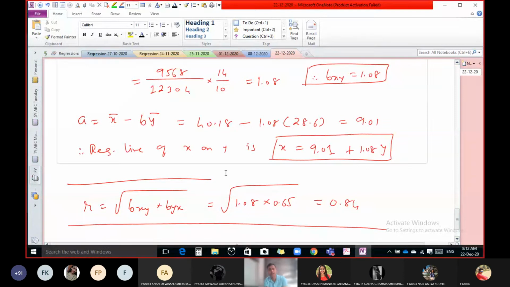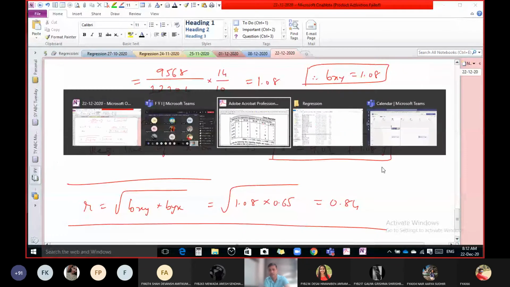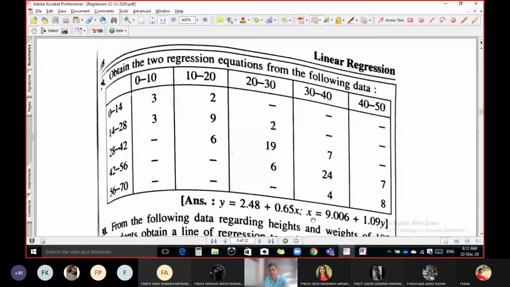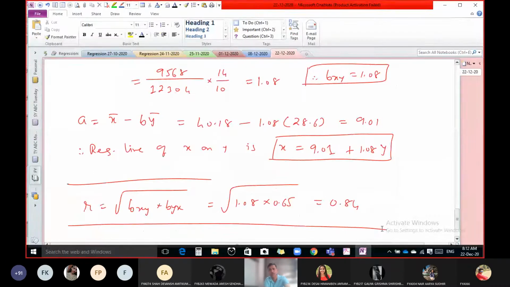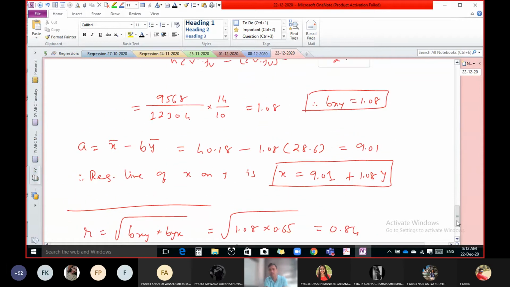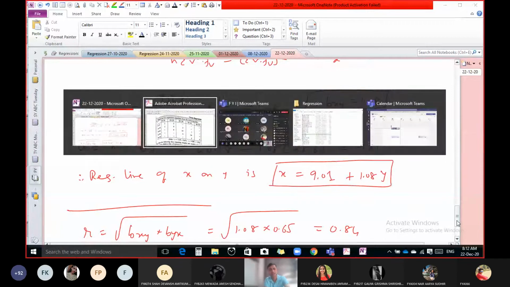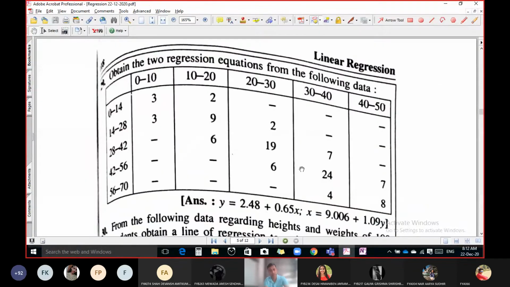Okay, let us continue. So regression line of x on y is x equal to, here A is 9.01 plus B is 1.08. This is the simple calculation we require to do. We get the final answer, x equal to 9.006 or 9.01, it's the same thing, and 1.09y, that is the value of B, or 1.08, there is always minor variation. So this is the way to calculate regression lines for this bivariate frequency distribution.